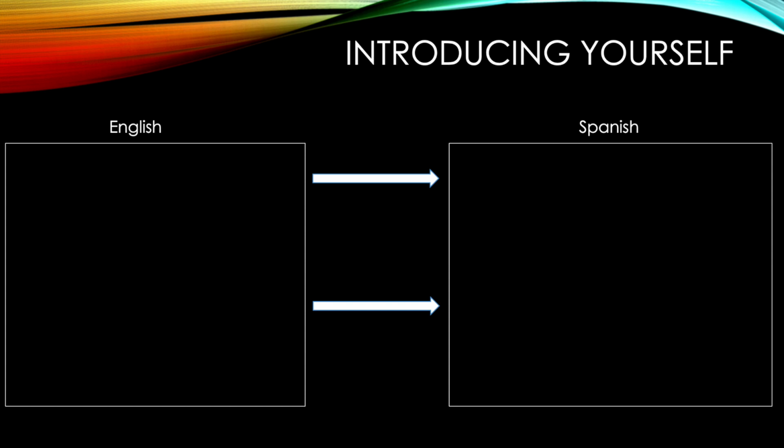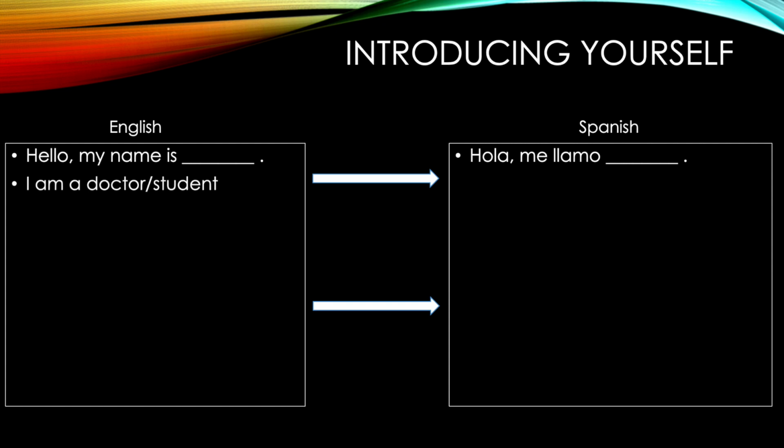So in order to do all of that, you first say, "Hello, my name is Quick," in my case, which would translate to "Hola, me llamo Quick." If I wish to say I am a doctor or I am a student, you say, "Yo soy un médico," or "Yo soy un estudiante."